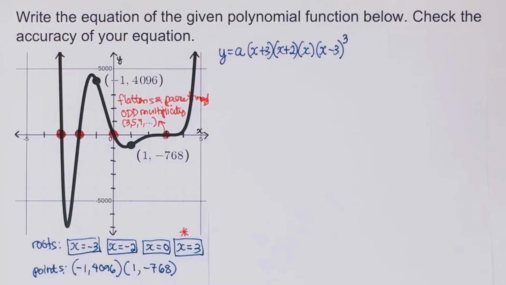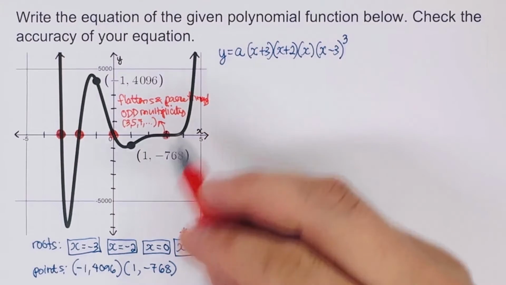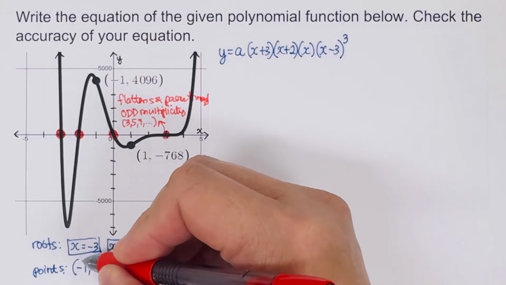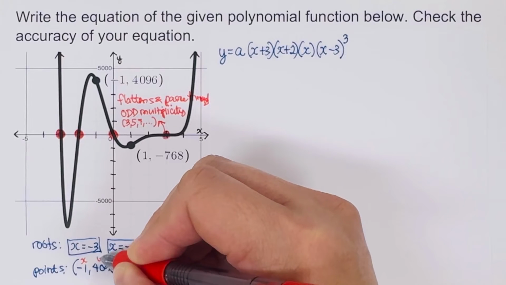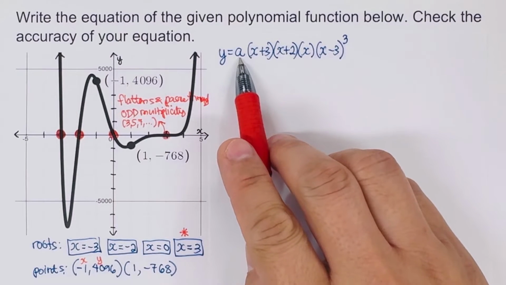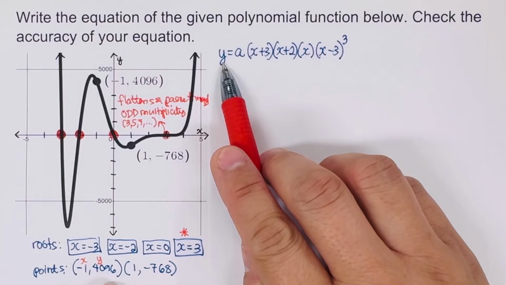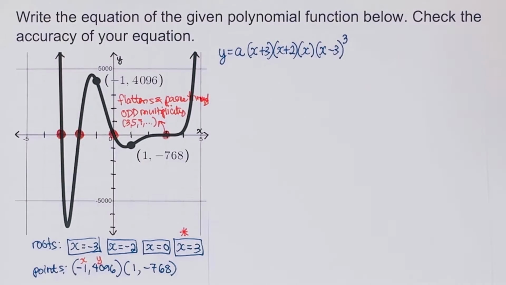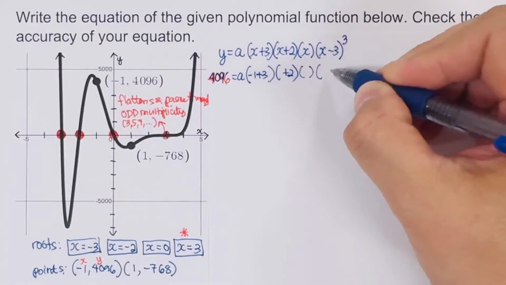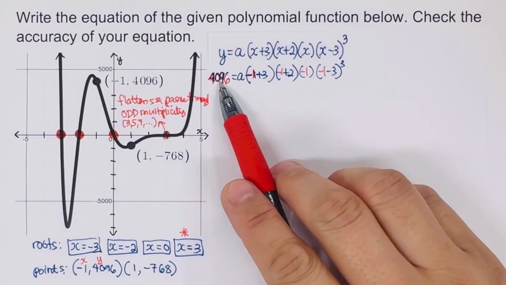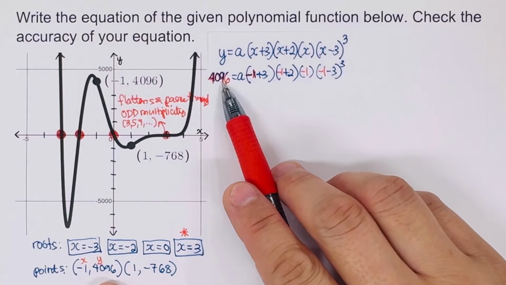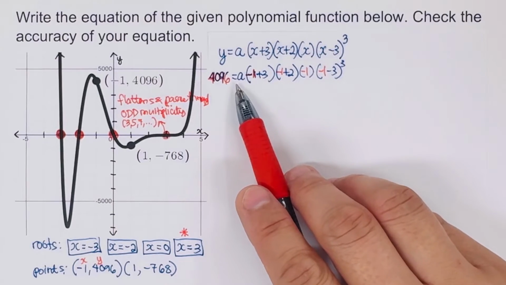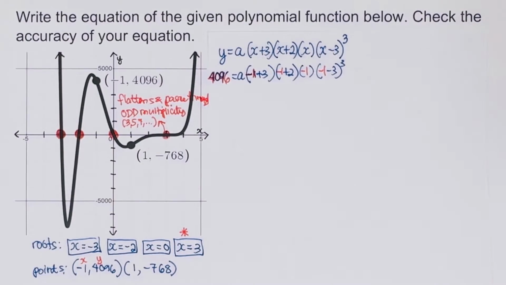So what we are going to do next is solve for a by using one of the points that we got here. So let's say, for example, let's use the first one. This will be our x and this will be our y. And we're going to solve for a. So I will plug in 4096 on the y and -1 on the x's, and the equation would come out. So what I did was I plugged in y as 4096 and all the x's will have -1. So I'm going to go ahead and simplify this equation and solve for a.